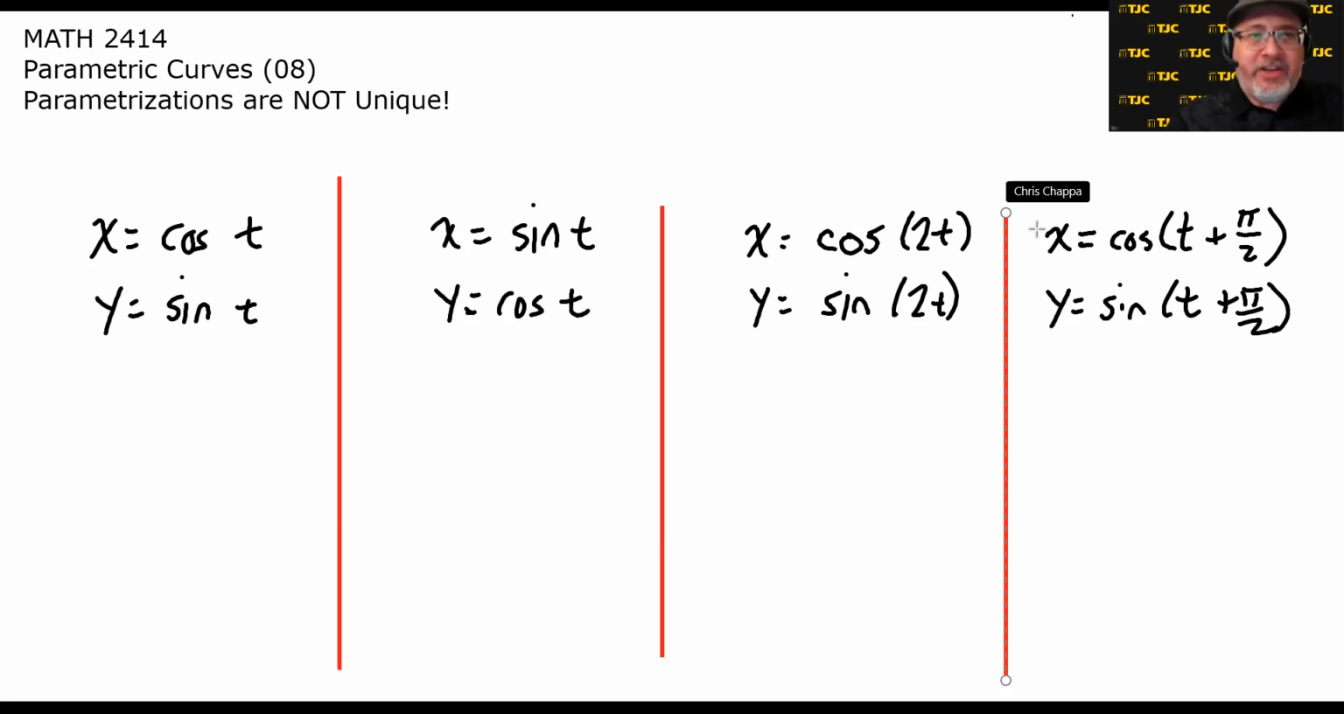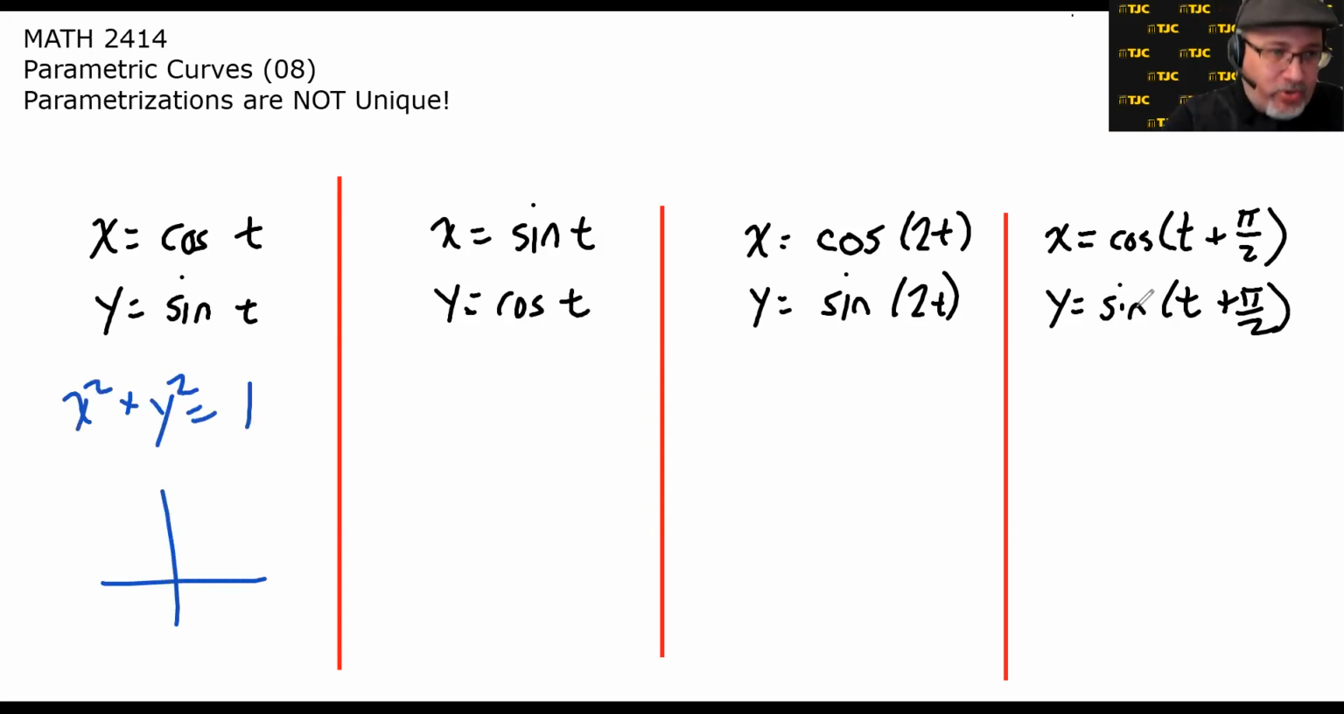X equals cosine t and y equals sine t. And just a reminder, the way that we eliminated the parameter on that one was we squared both of them, giving us cosine squared and sine squared, and when we added them, we got 1. So if we squared both equations and added them together, we would get x squared plus y squared equals cosine squared plus sine squared, but that's equal to 1. So the rectangular equation is x squared plus y squared equals 1. And of course, that's the unit circle. No big deal there.